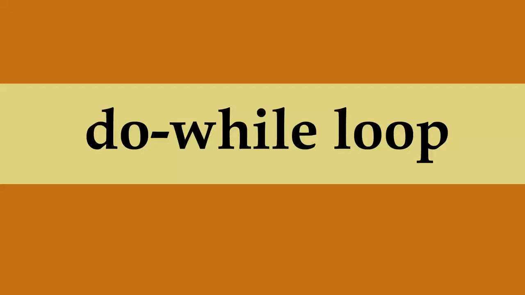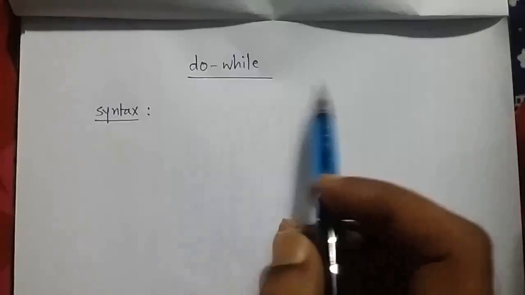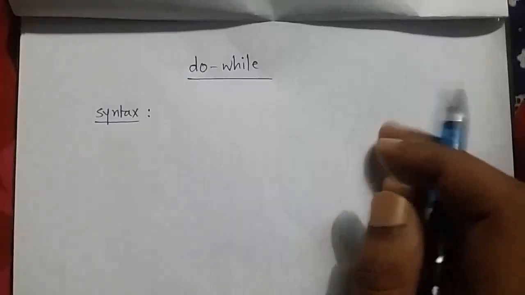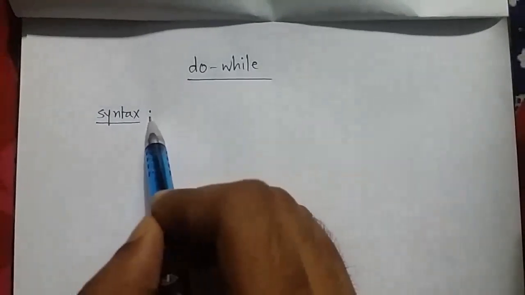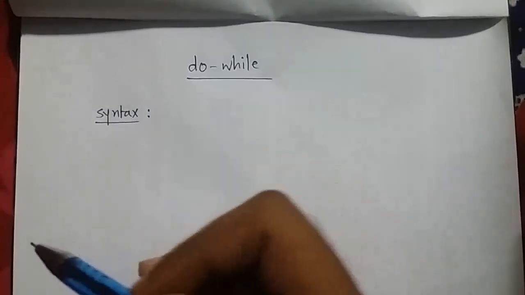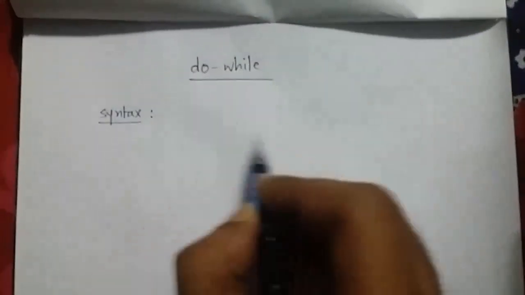Today our lesson is do while loop. Do while loop is an unfixed loop and the reason was explained in your previous lesson. So at first you need to learn the syntax of do while loop, and the syntax is very easy.